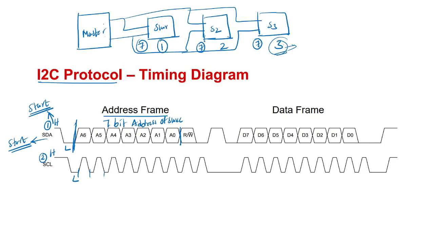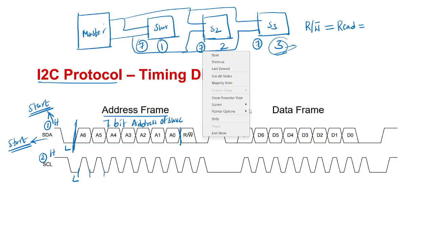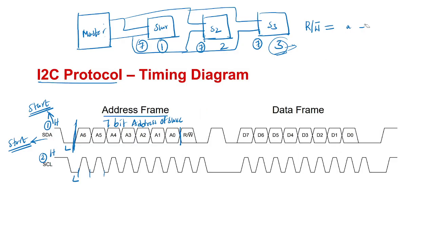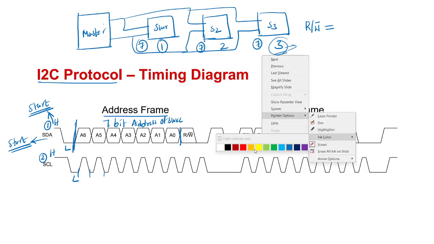After that there is a read/write-bar signal. When read/write-bar equals 1, the master can read the data from the slave.